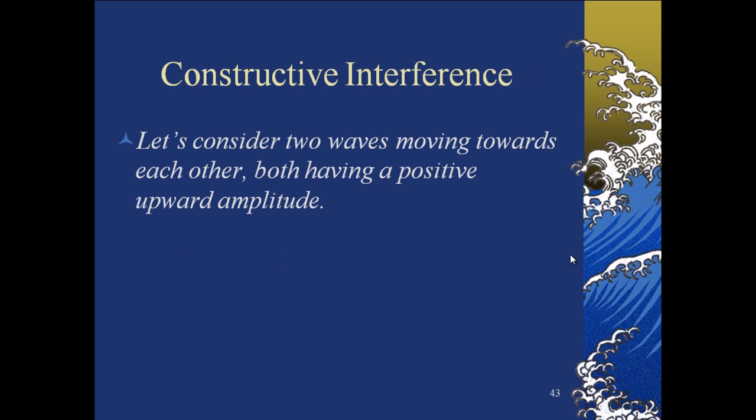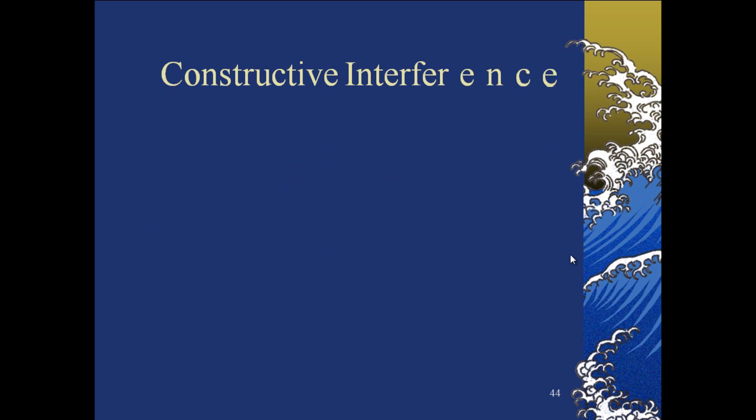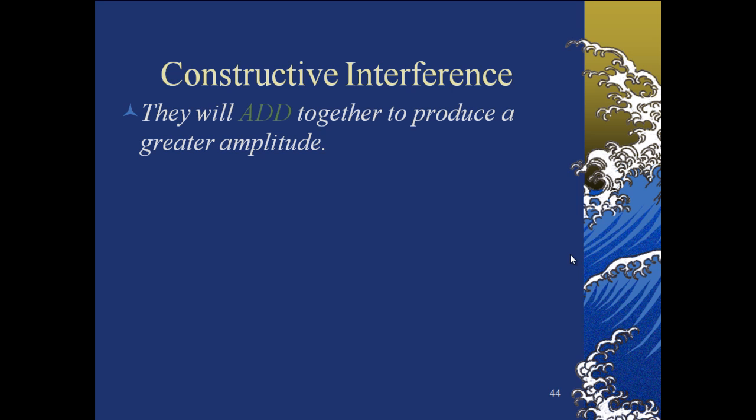And there's different types of interference. First, we're going to talk about considering waves that move towards each other, both having a positive upward amplitude. So what will happen when these two guys meet? Think about it. You got one wave coming one way, another wave coming from the opposite way. Both of them have the upward humpy thing. So they will add together to produce a greater amplitude. The amplitude of the whole wave when the two meet is going to be greater than the amplitude of either one of those.